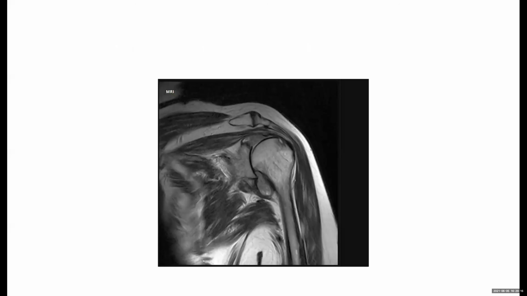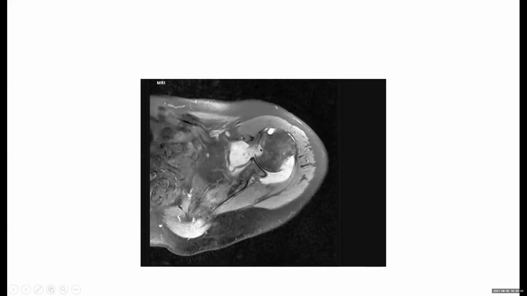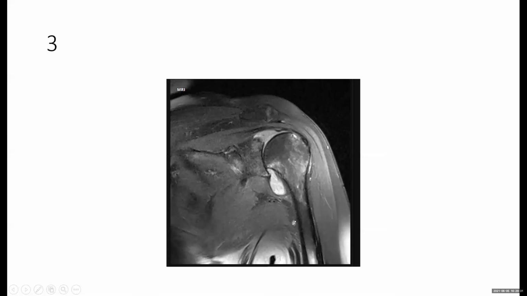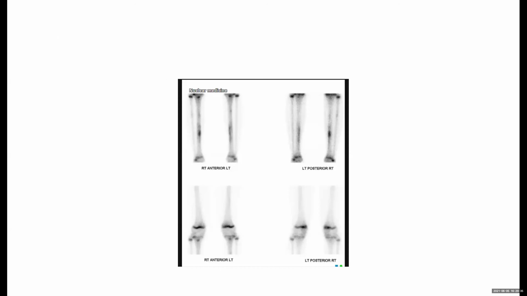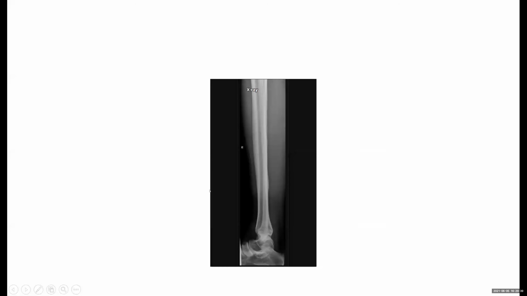This is basically a case of rheumatoid arthritis. And here you can see multiple erosions, basically an erosive arthropathy in an elderly patient, and there is joint effusion and synovial thickening. So this is a case of rheumatoid shoulder.